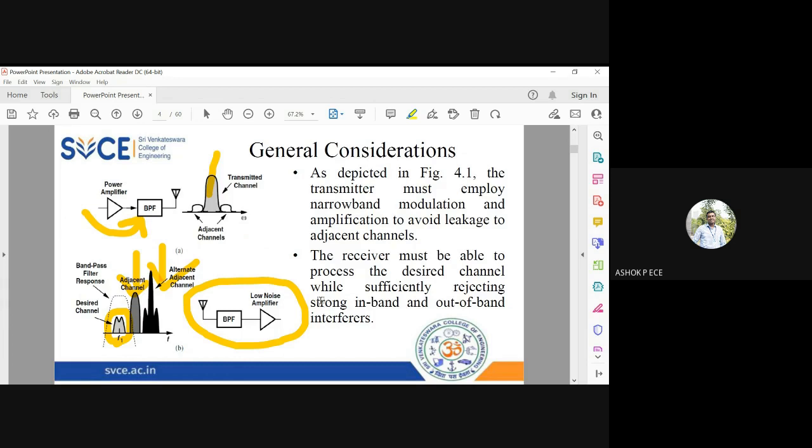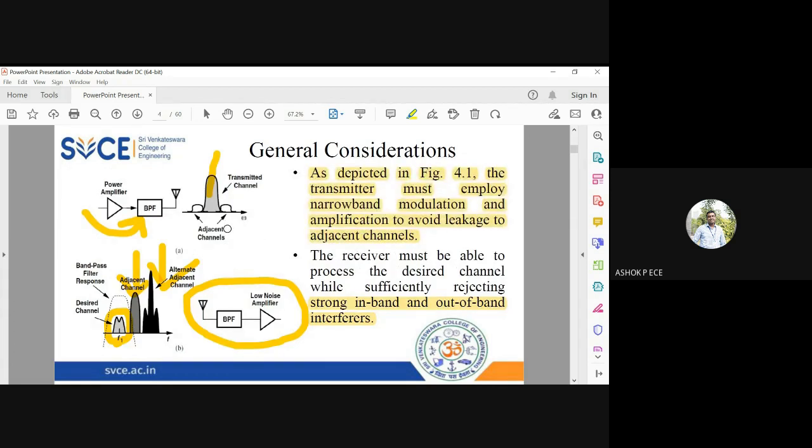So they use the terms in band and out of band interferers. In band means close to the desired signal, and when it is far away from the desired channel, it is out of band. So in band and out of band interferers have to be completely rejected if your receiver has to do its job perfectly. This is a very commonly faced issue in wireless communication.